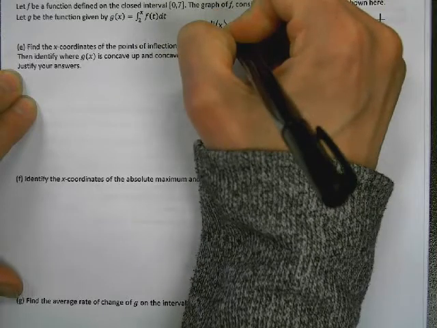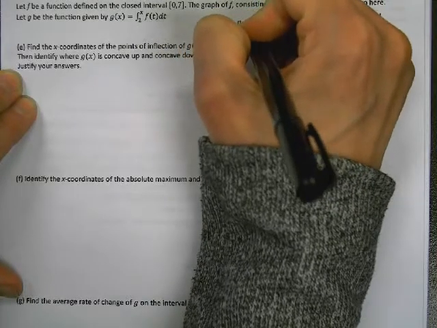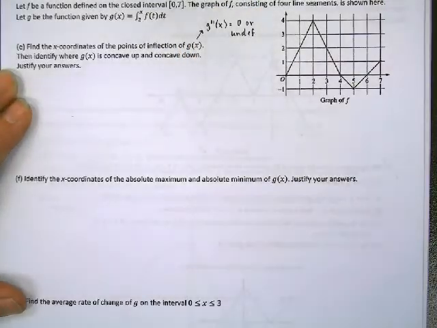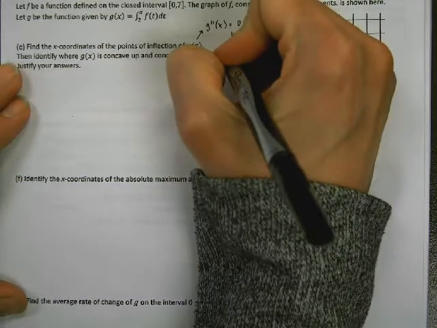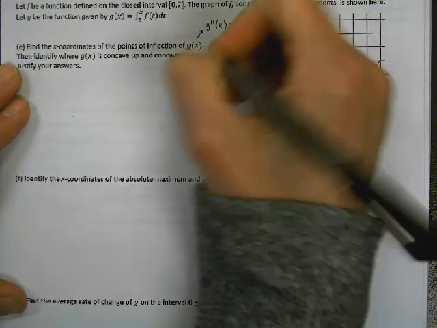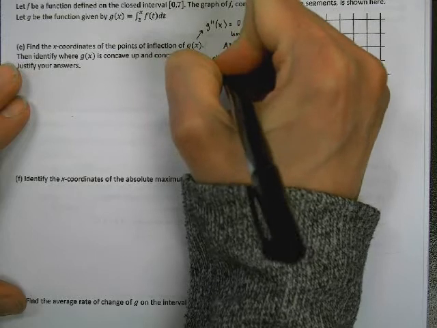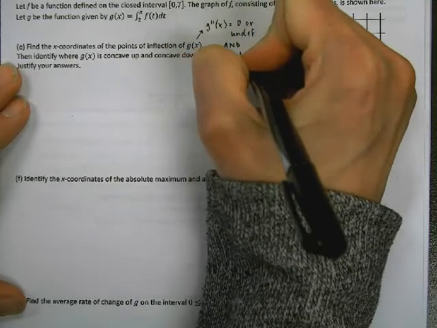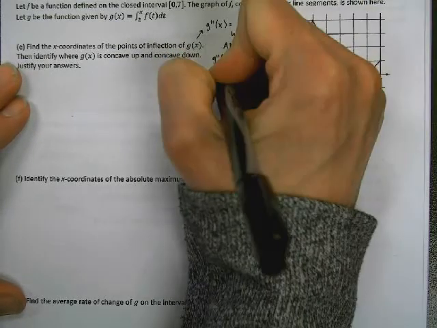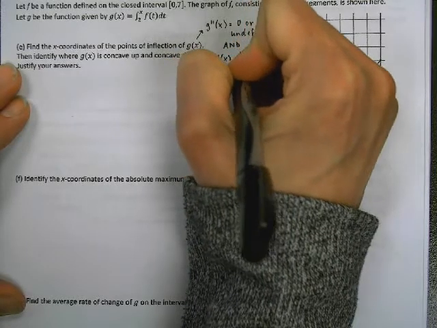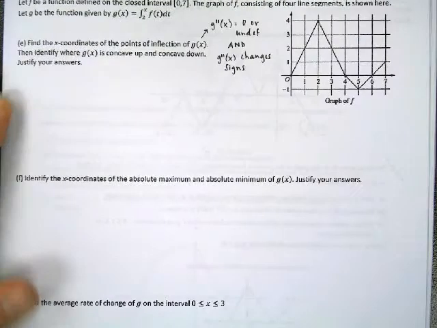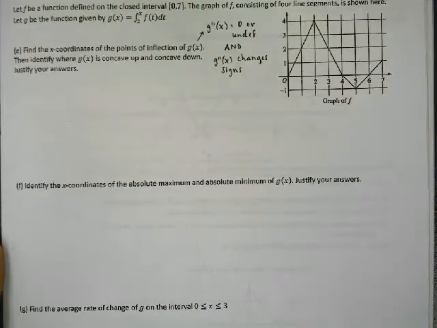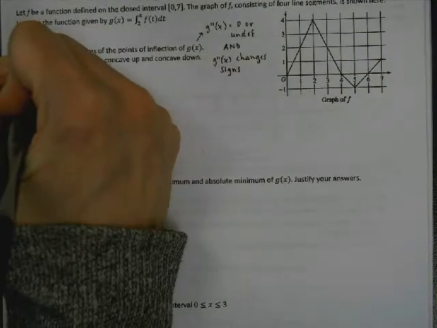That's my first criteria, but I also have to look and see that g double prime of x changes signs at that point. So it's not enough that I'm just 0 or undefined. I have to make sure I'm changing signs. So let's go ahead first and look at our possible points of inflection.